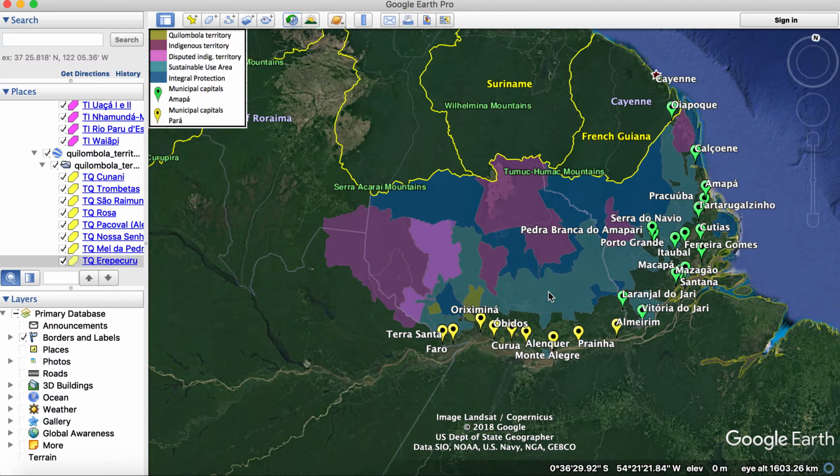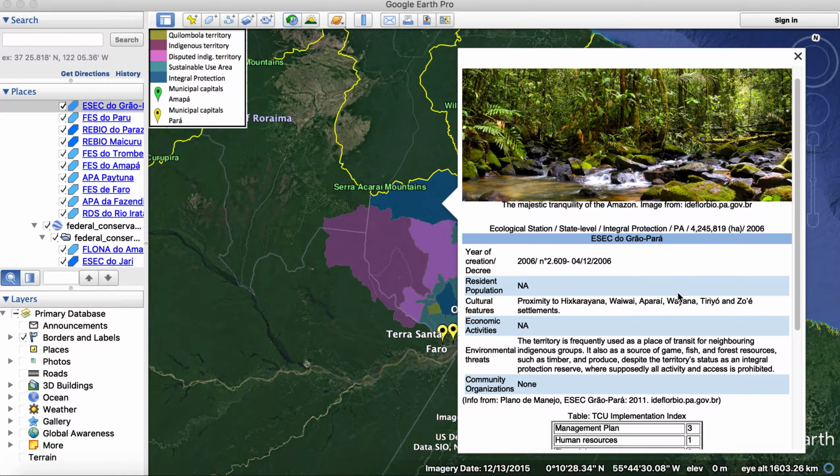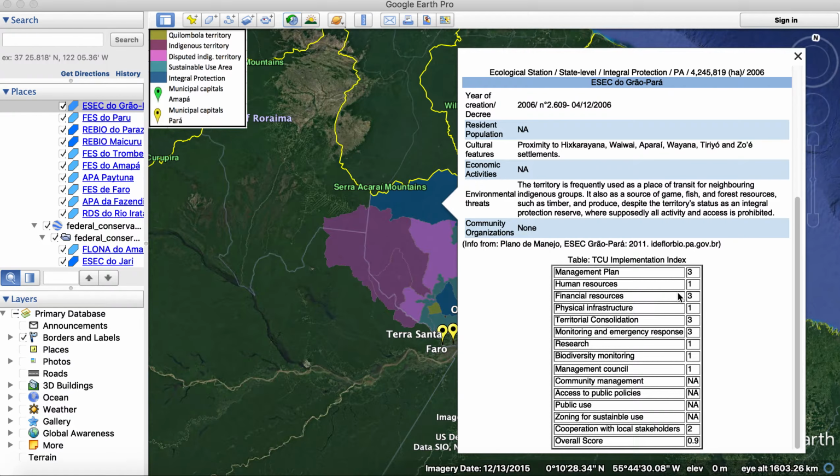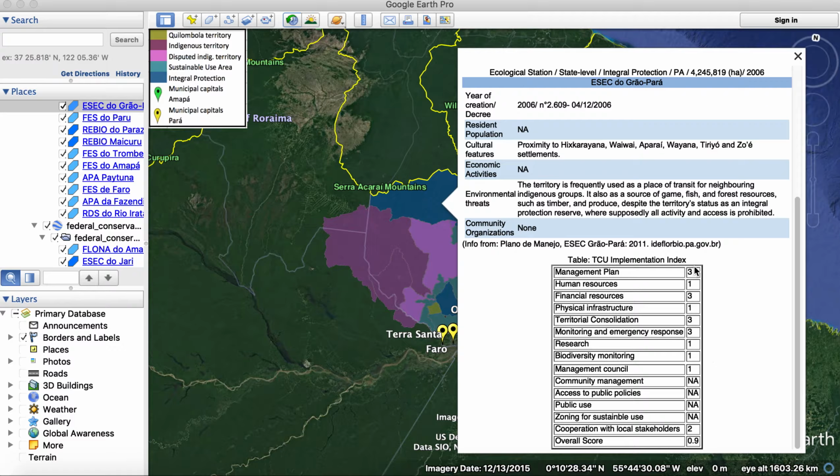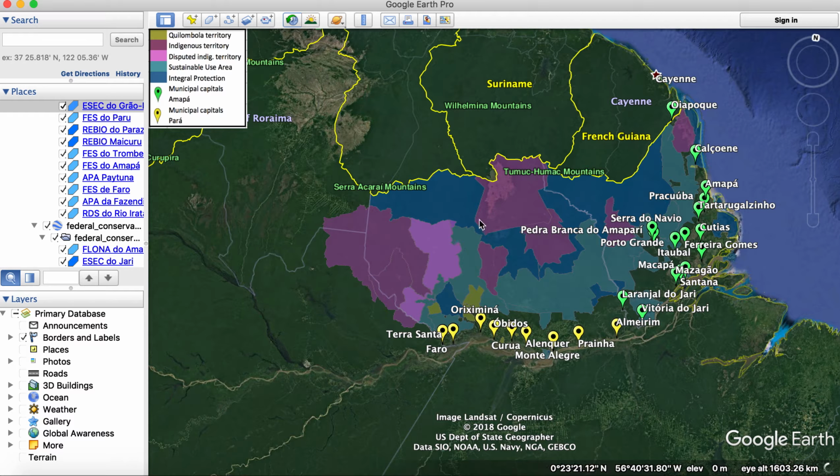We also have federal and state level protected areas, but these are classified by integral protection reserves and sustainable development reserves. In the dark blue, these are integral protection reserves, so these are reserves where no human activity is permitted. We can see here this table shows implementation indicators, so how well this protected area is actually implemented. We see here this particular one has quite a low score of implementation, and by exploring the database a little bit, we can find out why that is.